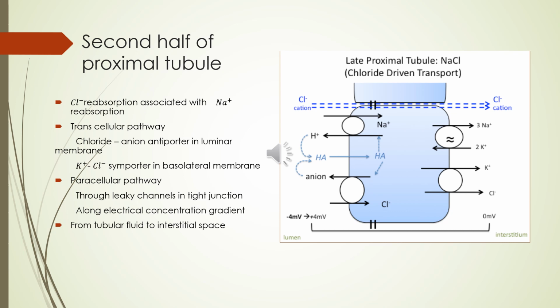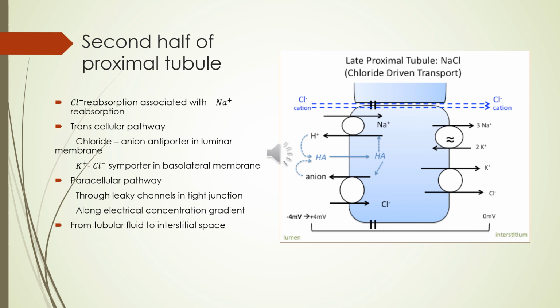And this chloride ion that entered the cell will exit the cell through potassium chloride symporter in the basolateral membrane. Okay, so the chloride anion antiporter in the luminal membrane helps in the reabsorption of chloride ion from the fluid into the cell, and this chloride ion will move out of the cell through potassium chloride symporter in the basolateral membrane. So this is the transcellular pathway of chloride ion.